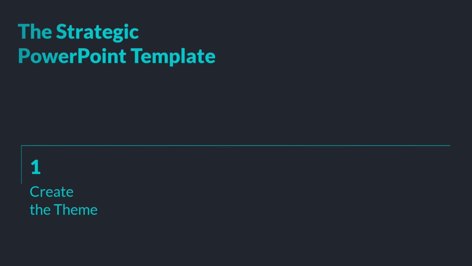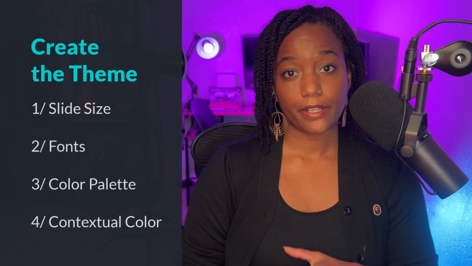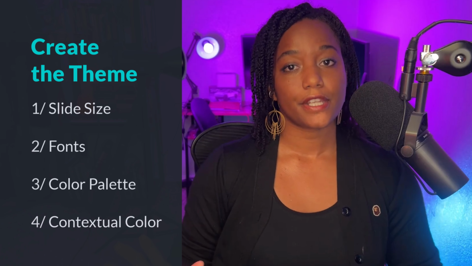The goal of this first step is simple. Program the brand identity into PowerPoint. There are 4 things you need to do here. 1, slide size. 2, fonts. 3, color palette. 4, contextual color.